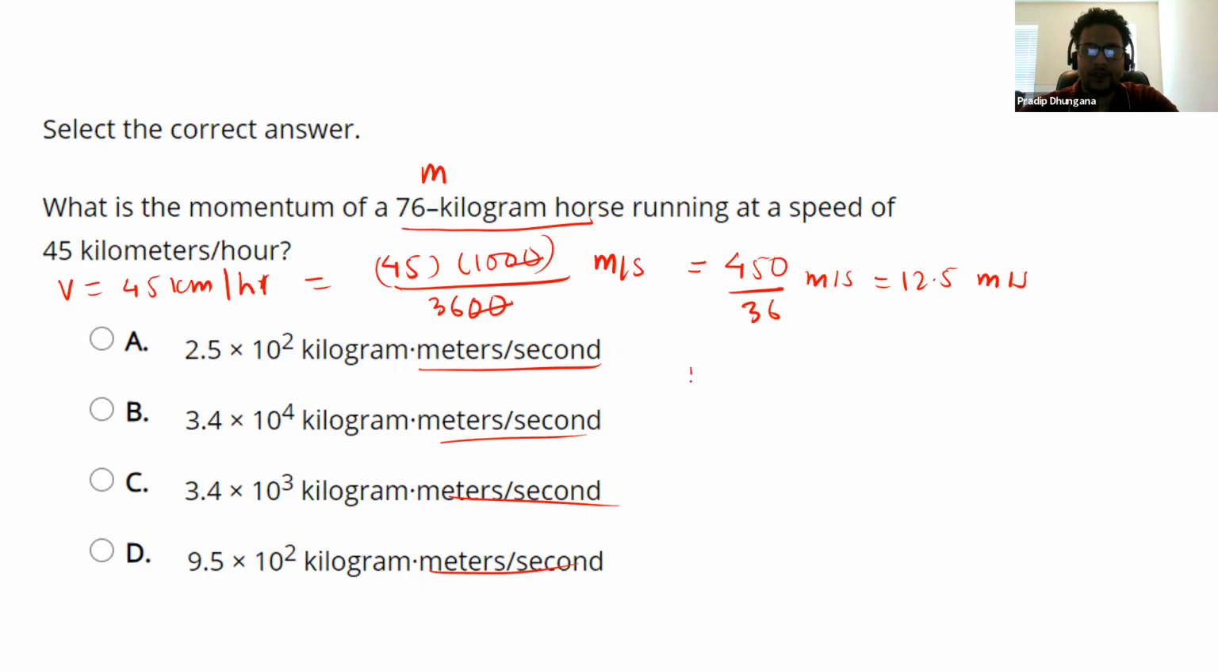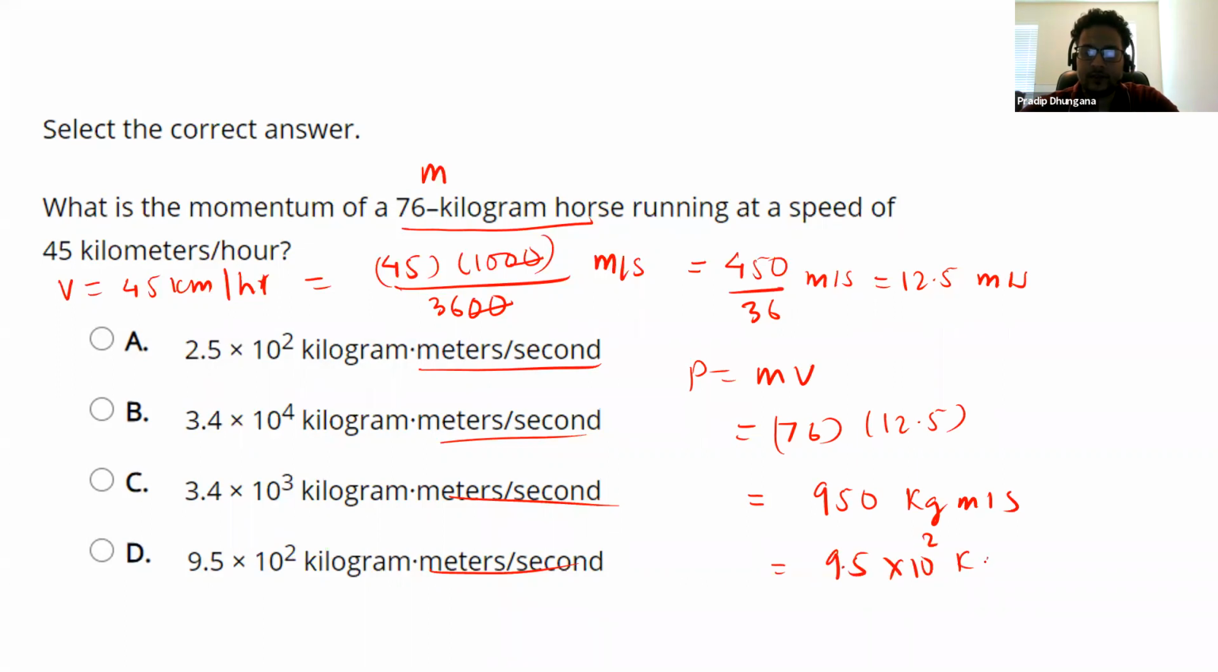After that, we have to calculate momentum. P is your mass times velocity. Let's substitute those values. 76 times 12.5. If you use a calculator, you'll get 950 kg meters per second. And if we write in scientific notation, that is 9.5 times 10 to the power 2 kg meters per second. So the correct choice is D, 9.5 times 10 to the power 2 kilogram meters per second. Now let's move on.